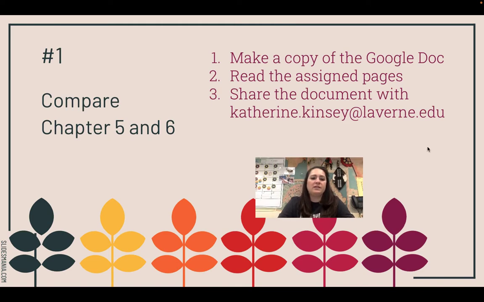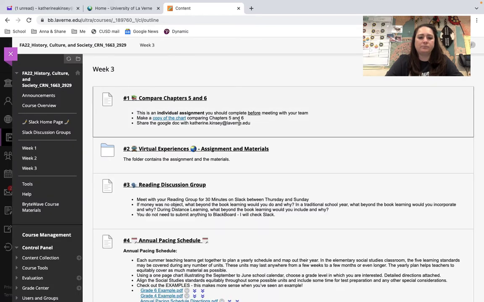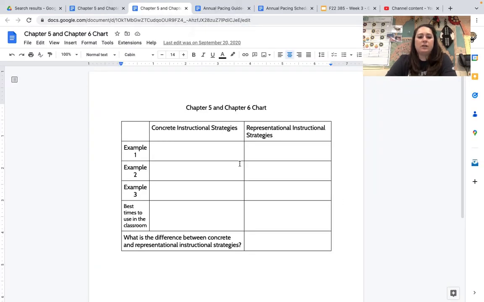The first assignment is called Compare Chapter 5 and 6. You're going to make a copy of the Google Doc that's there, read the assigned pages, complete the chart, and then share that with me. Let me show you what that is. Here we are in week 3. This is the assignment, and it is an individual assignment. You're going to open up this chart and make it. This is what it's going to look like.